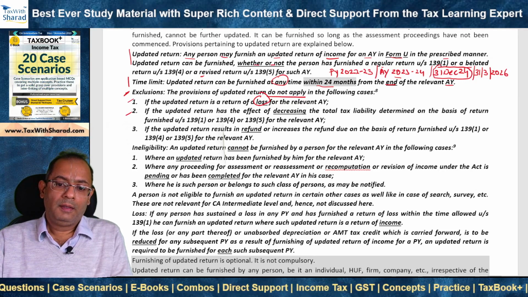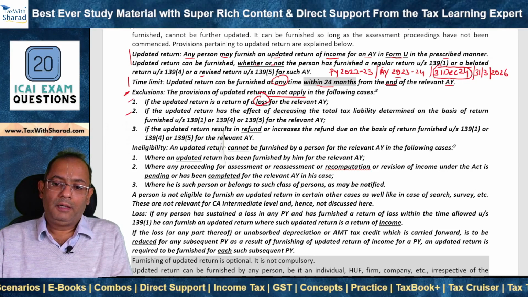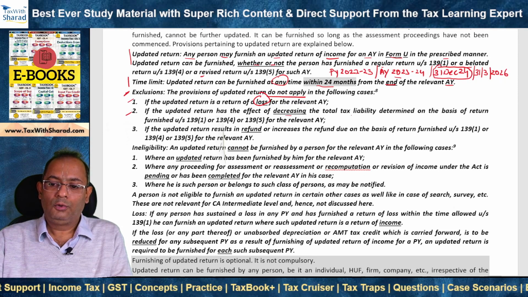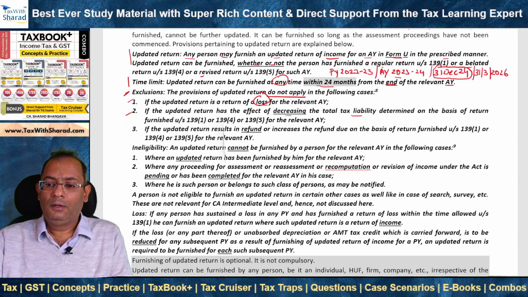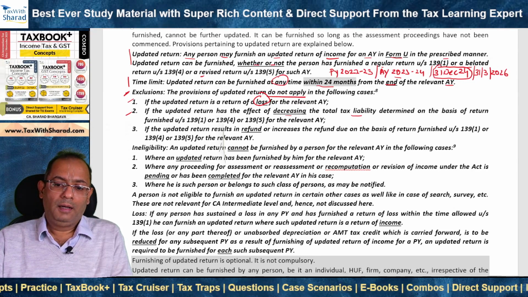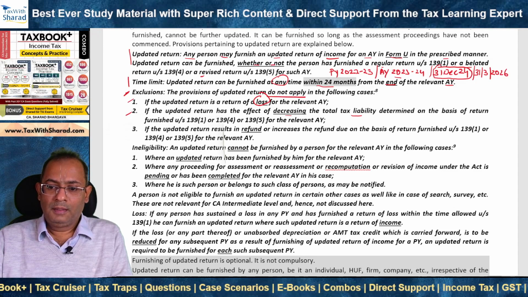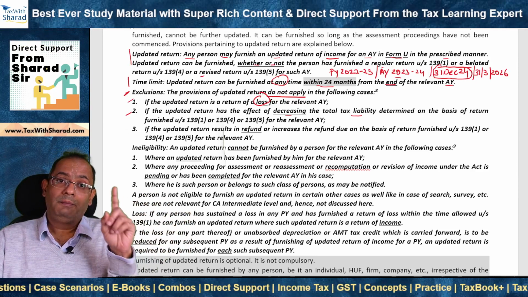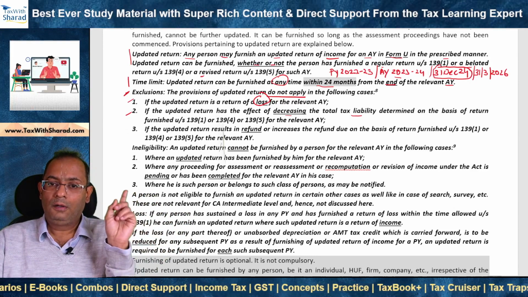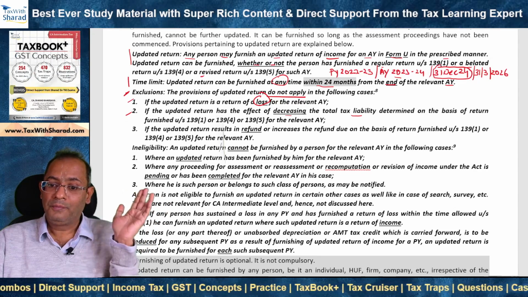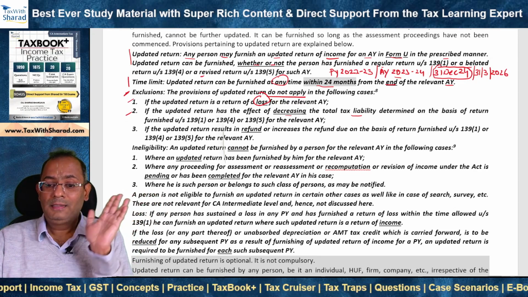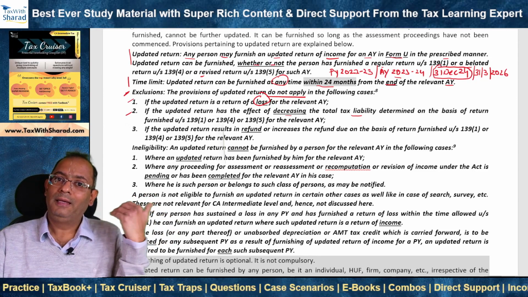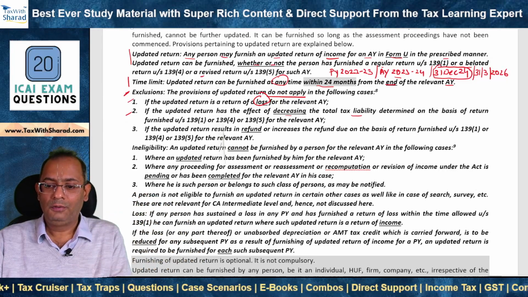Point number 2, the provisions of updated return do not apply if the updated return has the effect of decreasing the total tax liability determined on the basis of return furnished under 139(1), 4 or 5. That means if the tax liability on the basis of the earlier return, the regular return or the belated return or the revised return, decreases as a result of furnishing of updated return, then such updated return cannot be filed because it then will result in a loss of tax revenue to the government.